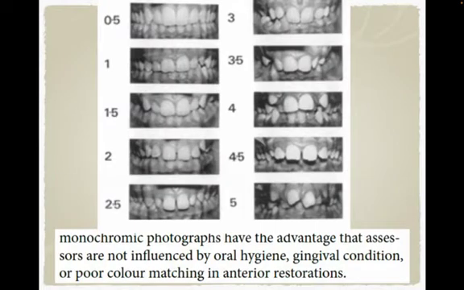Now, some suggest to use the aesthetic component but in a monochromic fashion. What does that mean? You take the same photographs as before, but instead of using color, use them without colors, and then you look at the study models and compare them to look at the similarities. The advantage of this is not to be affected by the oral hygiene. If the patient has poor oral hygiene or multiple caries, you think that he has a more severe malocclusion.